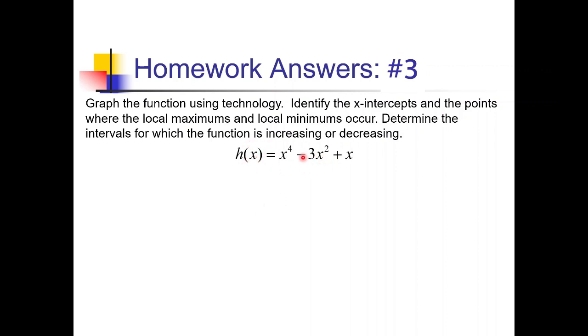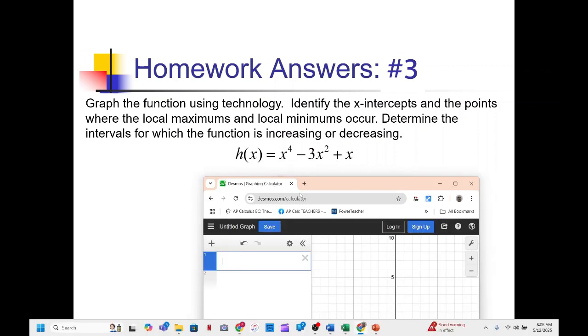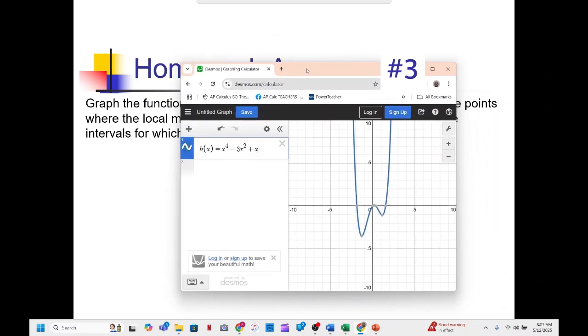So let's go to Desmos and graph this one out. So here I am on Desmos. Let's do h of x equals x to the 4th minus 3x squared plus x. And let's move this up so I can see it. Now in terms of turnarounds, since this is x to the 4th, I'm expecting at most 3 turnarounds. And I only see, let's see, we got 1, 2, 3 actually. So all 3 are accounted for.